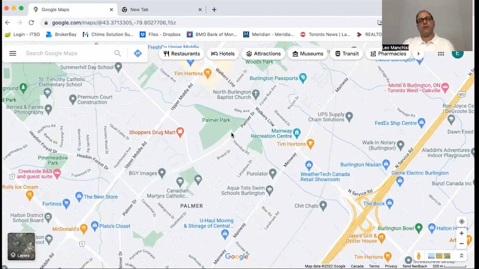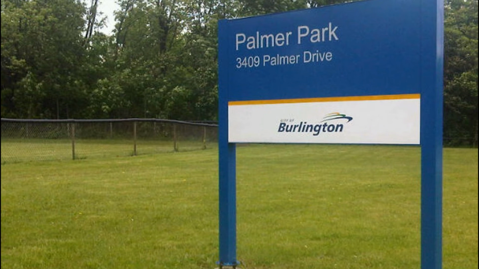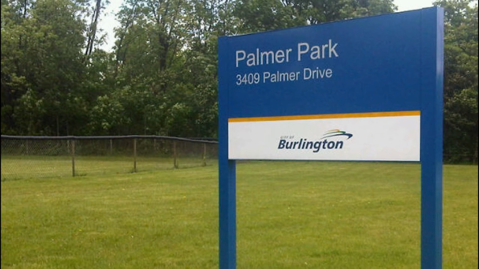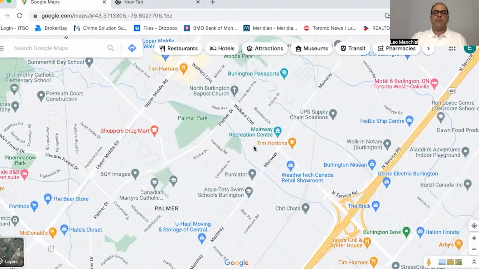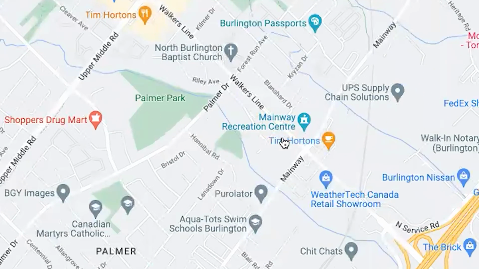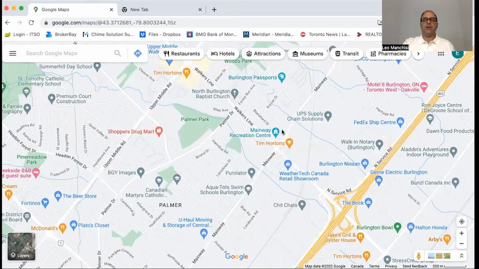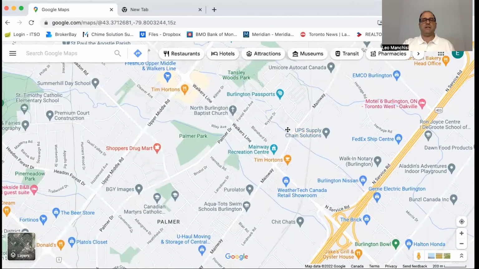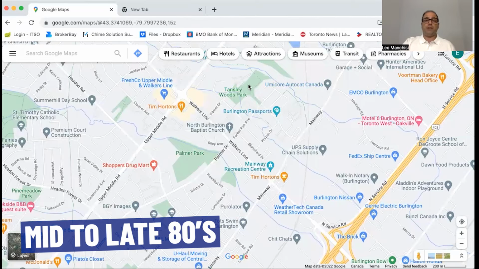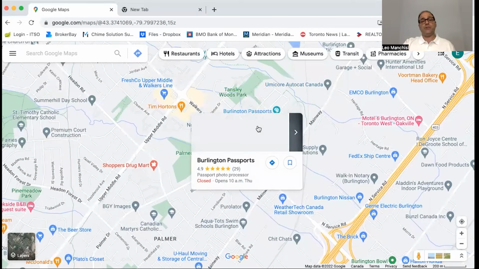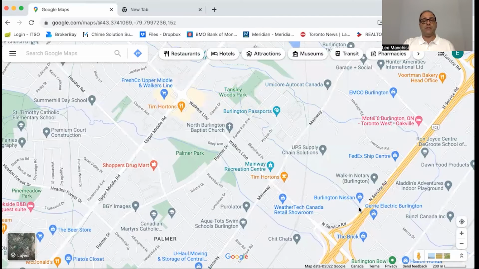Palmer Park is the predominant park in the neighborhood, where they have soccer fields, and I believe they've got baseball fields there as well. The Mainway Recreation Center has got an ice rink there, and it also hosts many gymnastics tournaments and things like that as well. And then into Tansley Woods, they've got Tansley Woods Park, which has got as well soccer fields, playgrounds, and some great trails that run right through it there and everything like that.